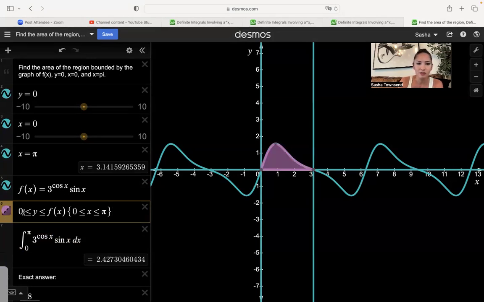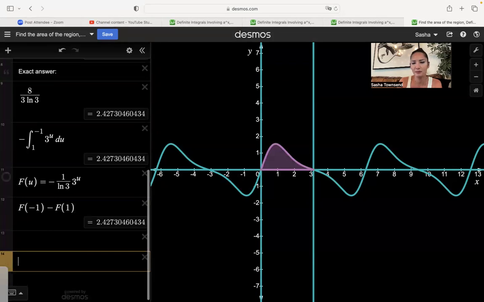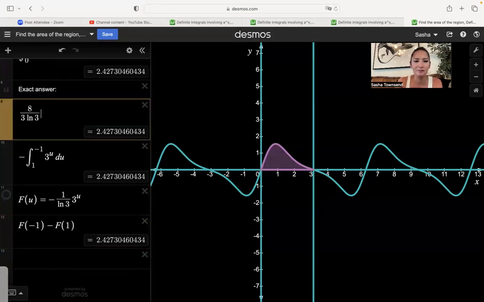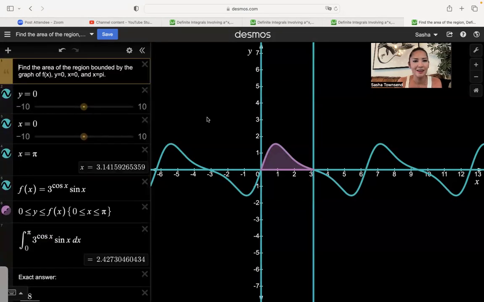We could shade the region. We want all the y values between 0 and f of x on the interval from x equals 0 to x equals pi. And then we were able to set up and solve the definite integral using the substitution. All right, that's it.